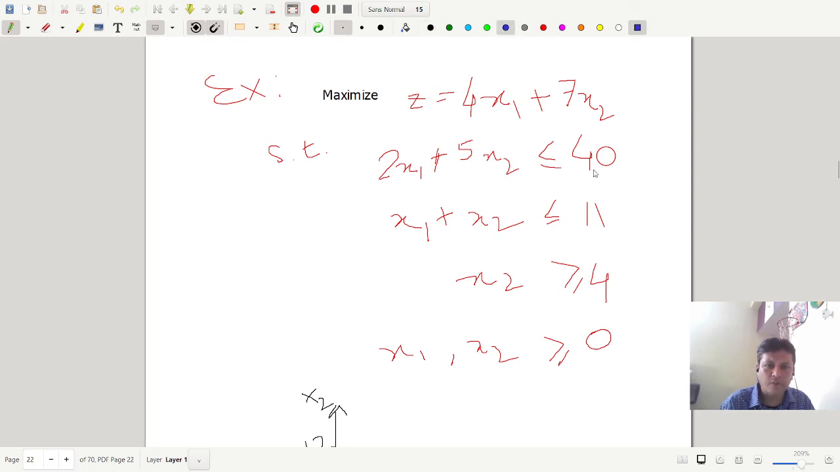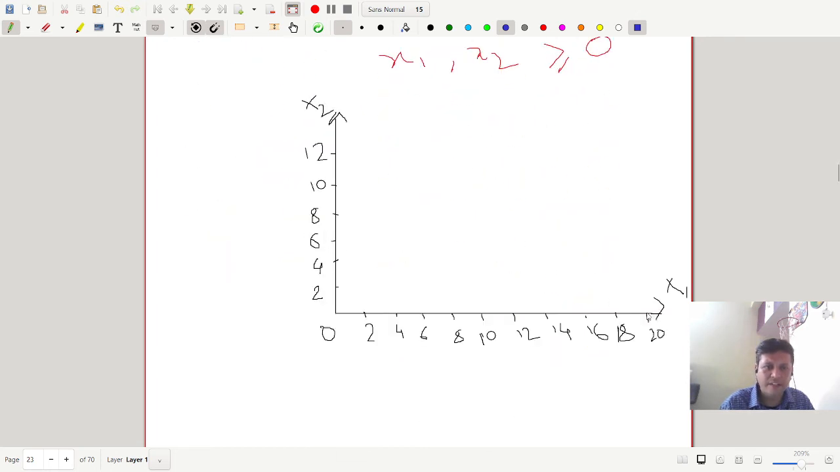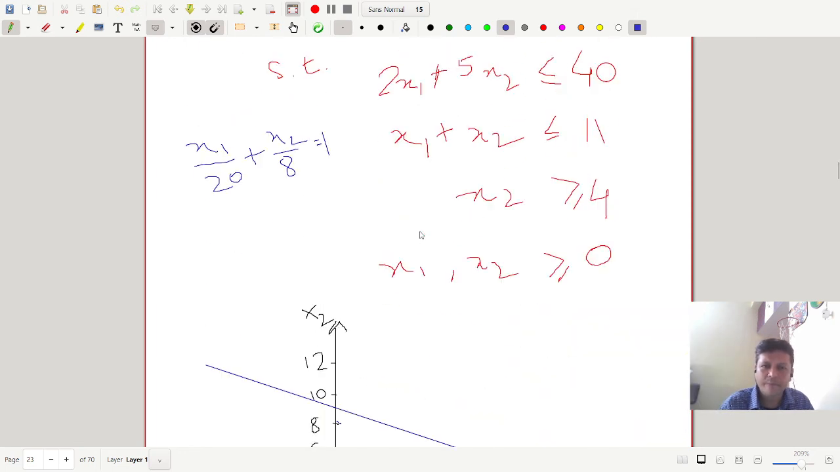The line 2x1 plus 5x2 equal to 40 will intersect the x1 axis at 20 and the x2 axis at 8. So this is 20 and this is 8. I have already taken the two axes, x1 and x2. So let's draw the straight line. Yeah, like this. Suppose this is the straight line.